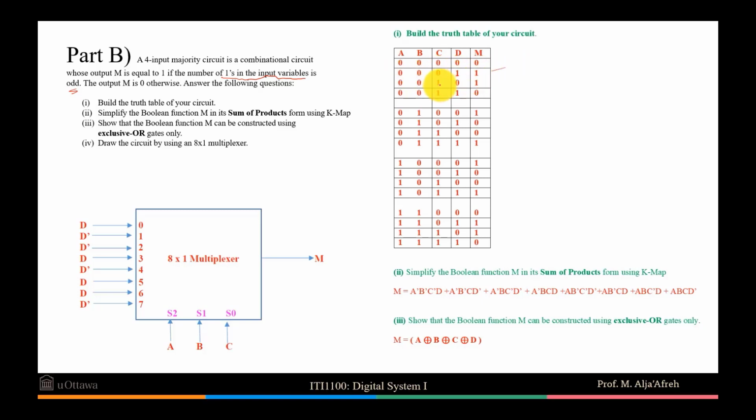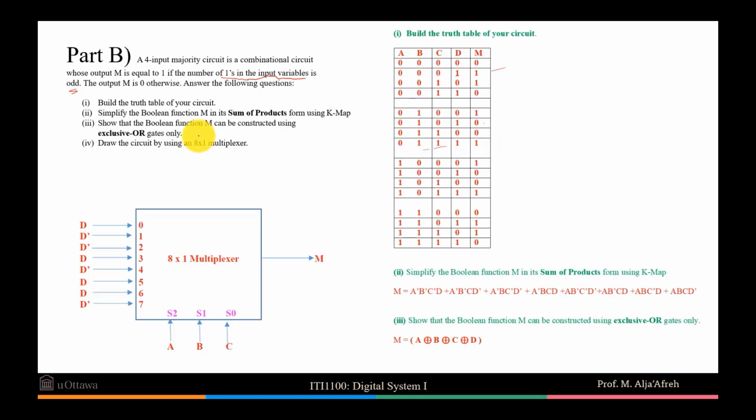At 2, I have an odd count because 0, 0, 1, 0 has only one 1, so I'm going to put 1. At 3, I have an even number of ones, so I'm going to put 0. At 4, it's going to be odd. At 5, it's going to be even, that's why I put 0. At 6, it's going to be even, so I'm going to put 0. At 7, I have 3 ones, so it's odd. That's why I'm going to put 1. And so on. Okay, guys?